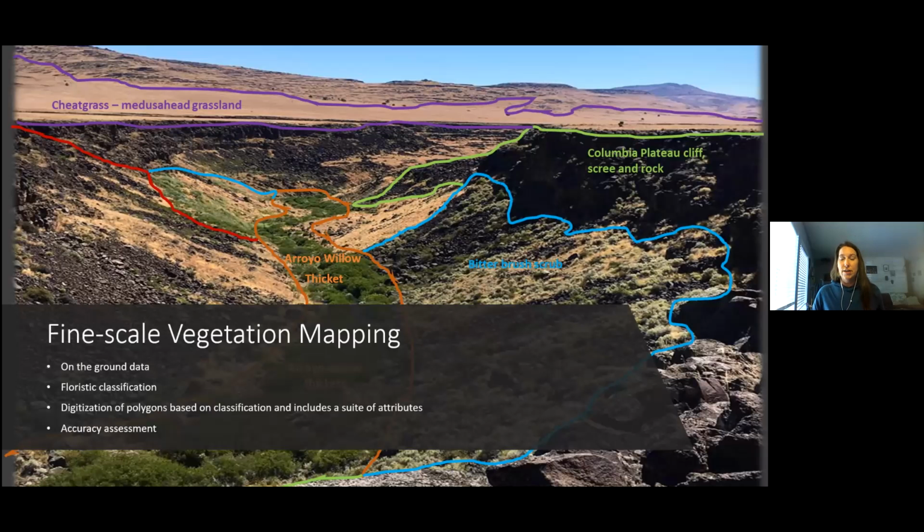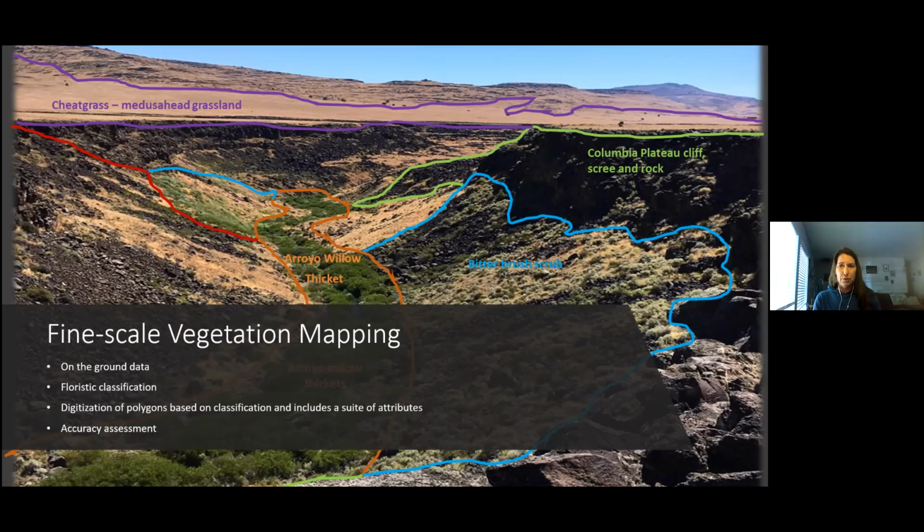Along with classification, we also produce fine-scale vegetation maps. These maps are developed using on-the-ground data and our floristic classification that we develop from the data, and we use that to digitize polygons using GIS. Every polygon is given a vegetation name, usually at the alliance level. And they also have a suite of attributes, including cover of different strata, heights of strata, and also things like invasive species cover or other disturbances that might be present in the region.